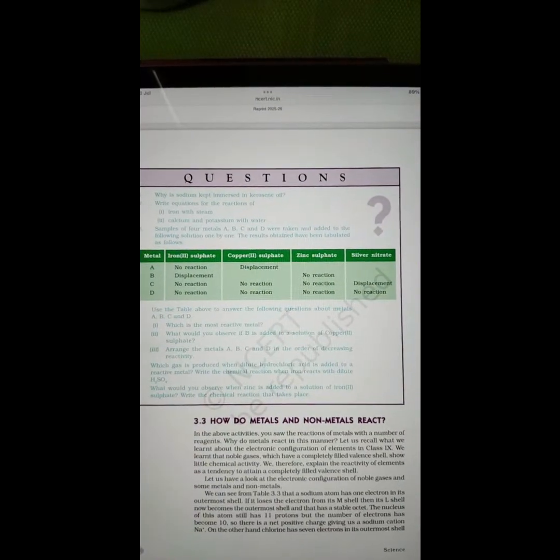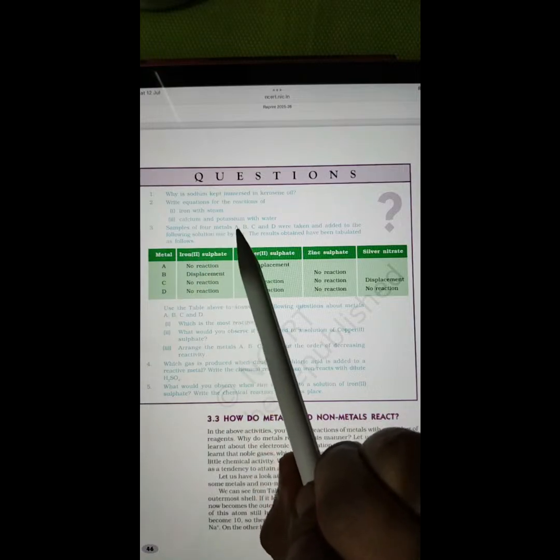Next page. In text questions. Question number 1. Why is sodium kept immersed in kerosene oil? 2. Write equations for the reactions of 1. Iron with steam, and then second one, calcium and potassium with water. Question number 3. Samples of 4 metals A, B, C, D were taken and added to the following solutions one by one. The results obtained have been tabulated as follows.